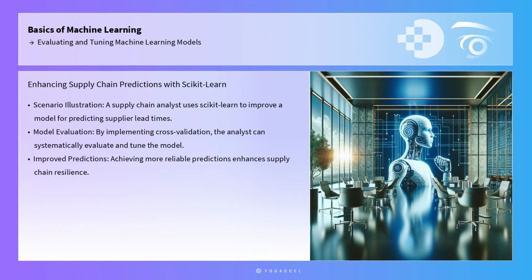To illustrate the application of these tools, consider a scenario where a supply chain analyst uses scikit-learn to improve a model for predicting supplier lead times. By implementing cross-validation and random search, the analyst can systematically evaluate and tune the model, ultimately achieving more reliable predictions that enhance supply chain resilience.